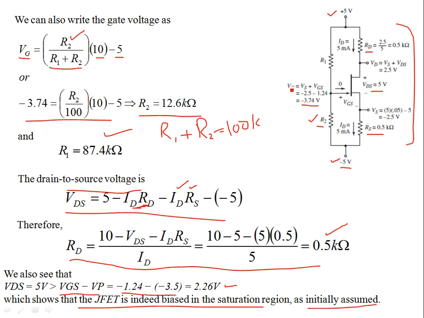So the analysis is correct, which means that the resistances we have found are all right. They do ensure the transistor is biased in the saturation region, and you have a saturation current of 5 milliamps with VDS of 5 volts.